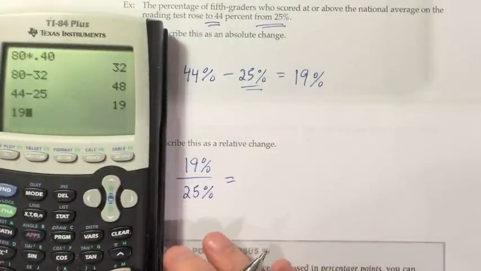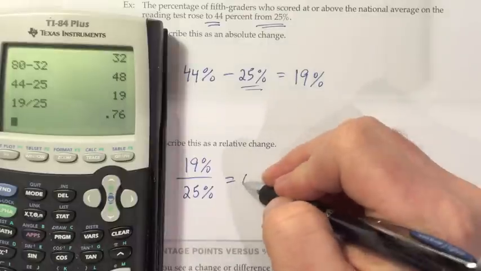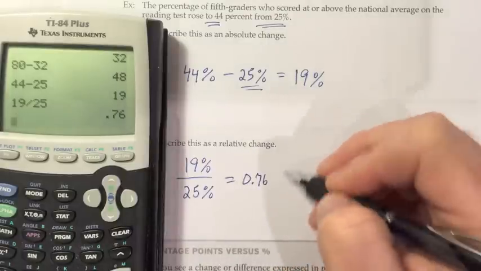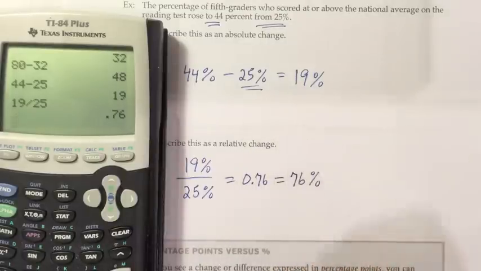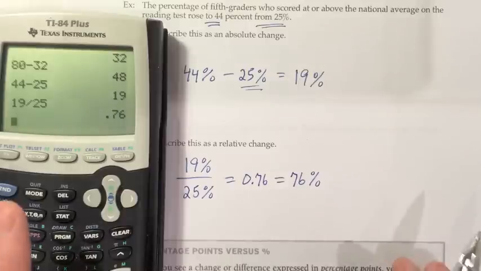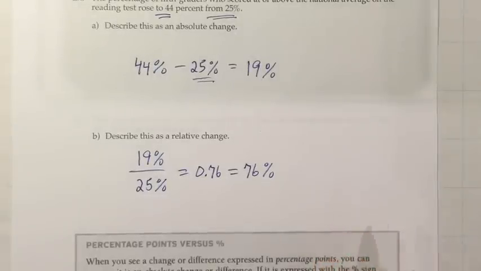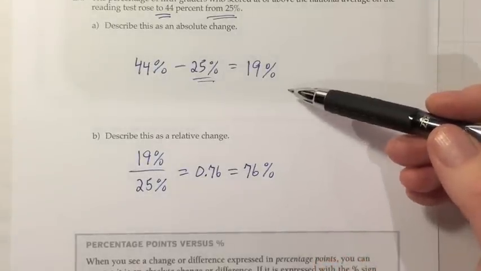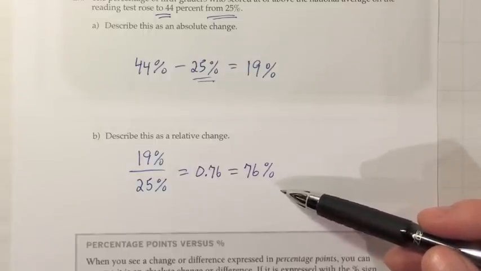And when you do that division, percent over percent, the old units go away and we just get a decimal. But then we multiply that by 100% and we get 76%, which brings the percentages back in again. So it's a little tricky to talk about this. So the reading scores got better. Did they get better by 19%? Or did they get better by 76%? And it's a little tricky, but it's both.